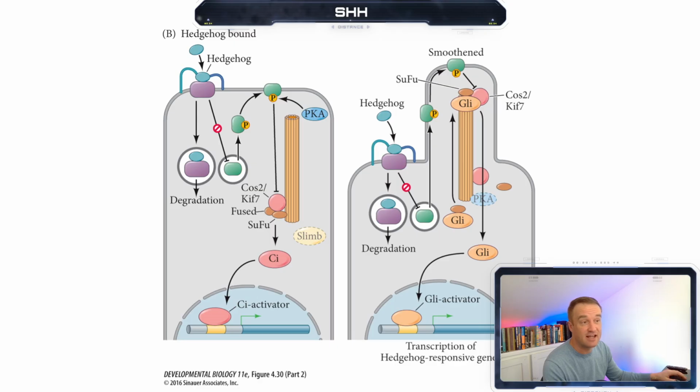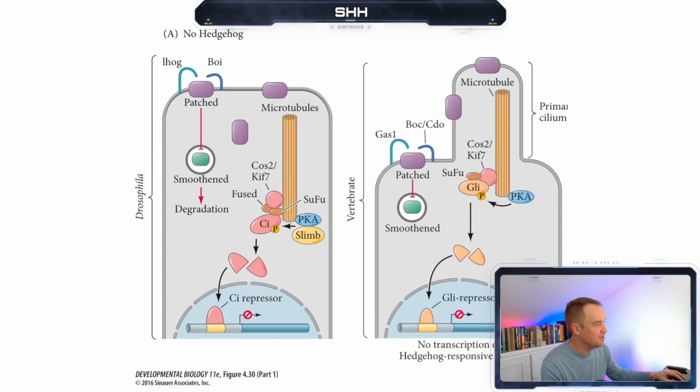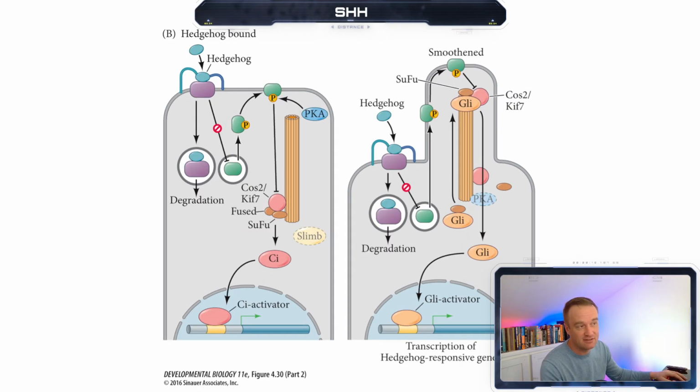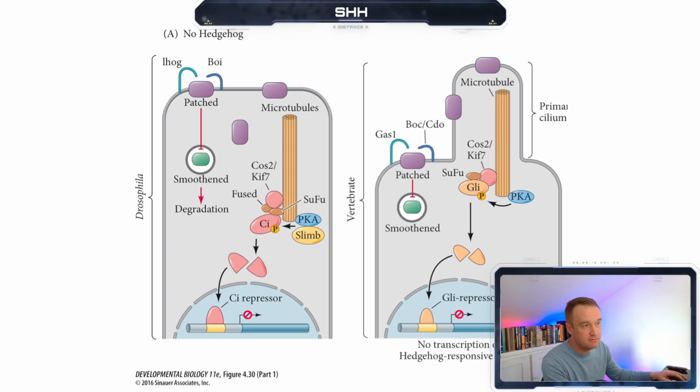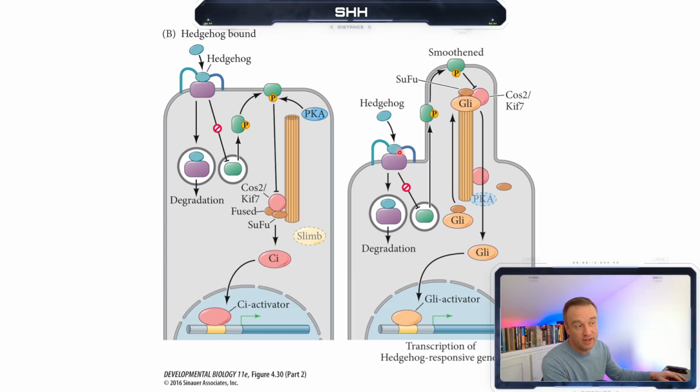So now what happens if Sonic Hedgehog is present? If Sonic Hedgehog's present, it will bind those two membrane catching proteins, which were the GAS1 BOC CDO complex, right? So it's going to bind those. What's going to happen is Hedgehog will then be brought into the cell with Patched. It will be brought in with Patched. And when that happens, Patched can't stop Smoothened anymore.